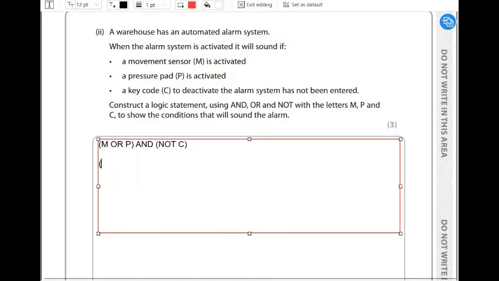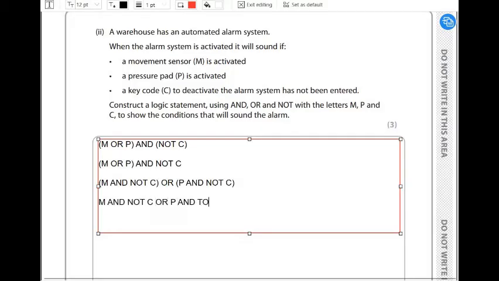You can, however, write it like this. M or P in brackets and not C outside brackets. Or you could have M and not C, or P and not C. So any of these ways will get you 3 marks. So it doesn't matter which one of those you do, as long as you've got the M or P, you've got the and statement, and you've got the not C.